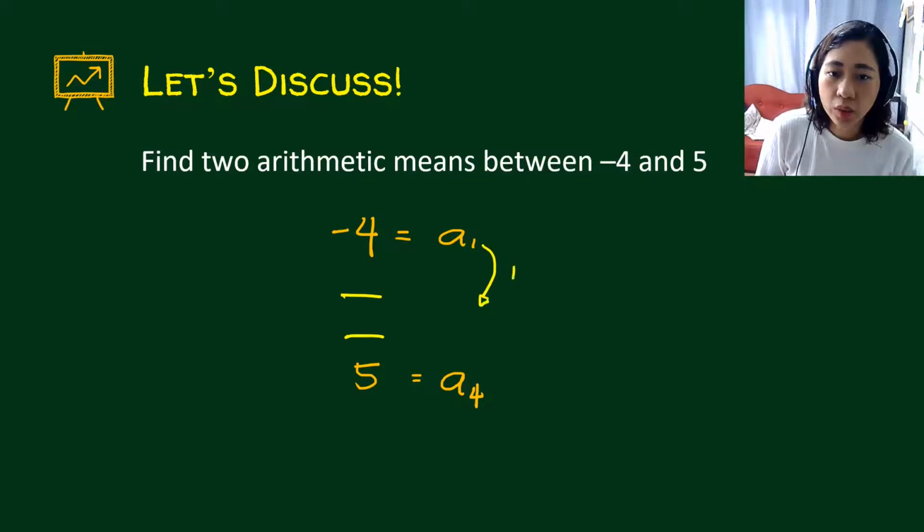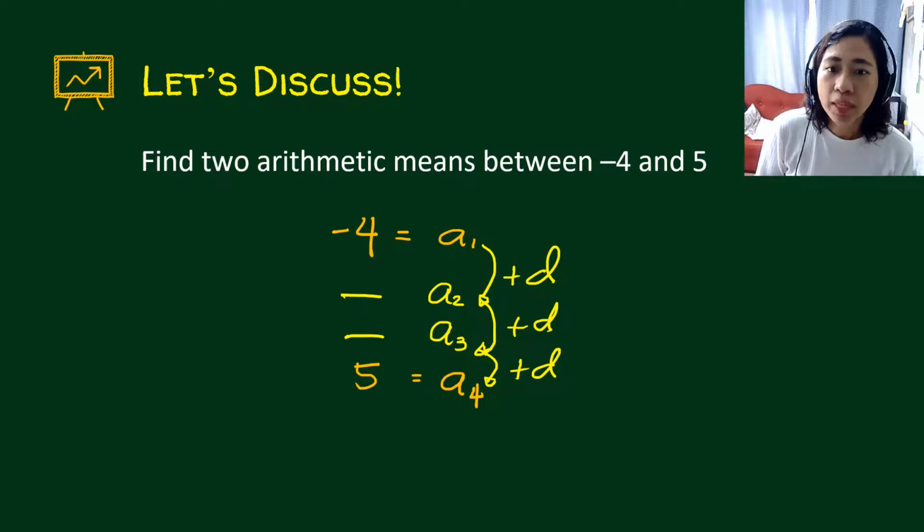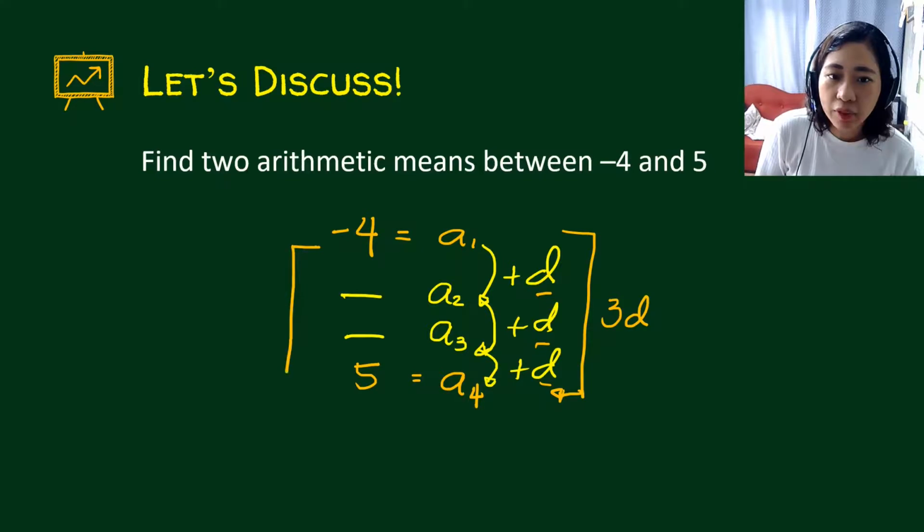So, dito, plus D uli. Parang yung kanina lang. Dito, plus D. And then, lastly, plus D. Tama, class? Kasi dito yung A2, dito yung A3. Correct? So, ibig sabihin, from A1 to A4, you have to add 3 D's. D plus D plus D. Correct? So, pero from here, from negative 4 to 5, ano yung in-add natin?